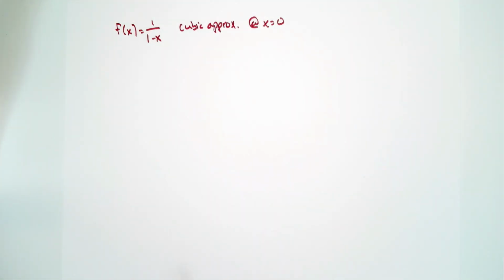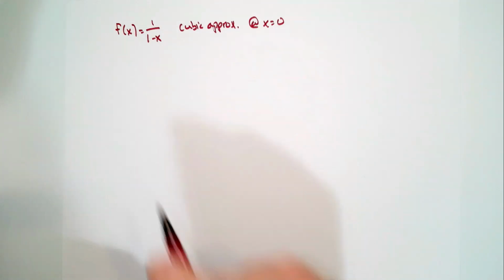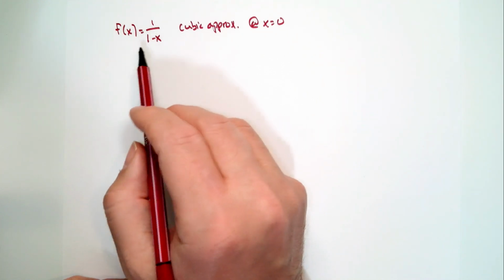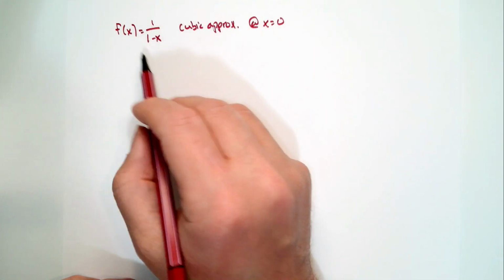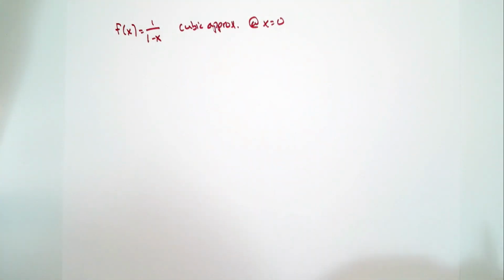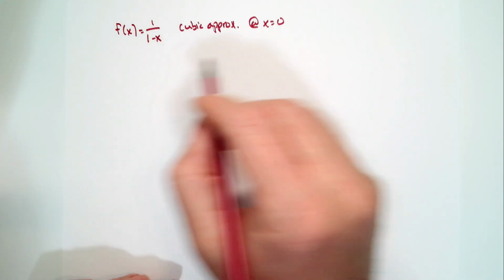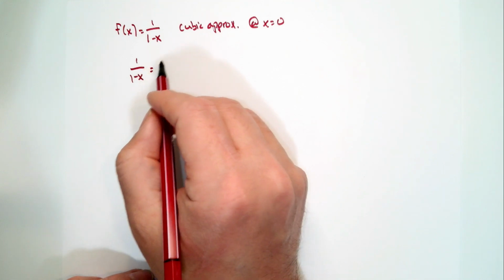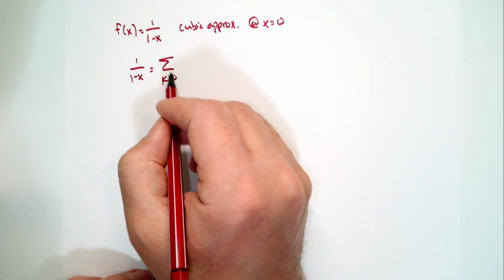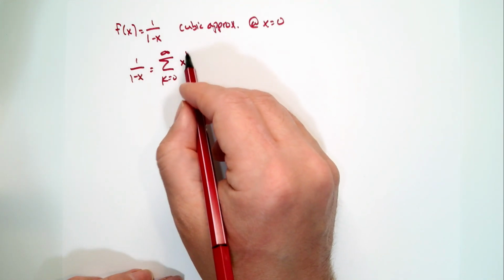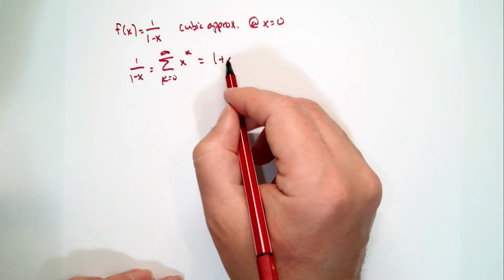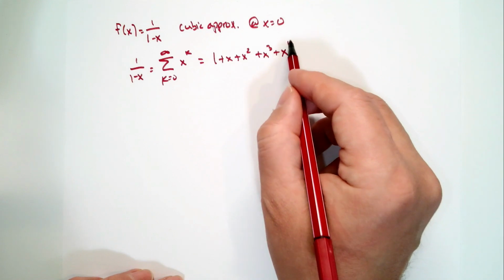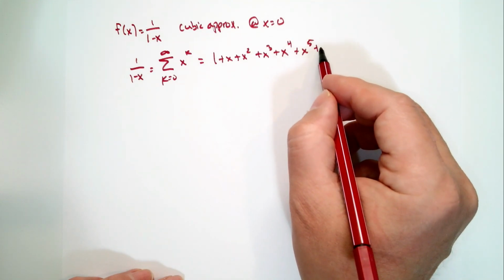Now, we can save ourselves a little bit of work. And we could say what? Well, we know what 1 over 1 minus x is. This is our geometric sum. It's a classic. You always know the classics. So we know that 1 over 1 minus x is the sum from 0 to infinity of x to the k. So that's 1 plus x plus x squared plus x cubed plus x to the fourth, and so forth and so on.